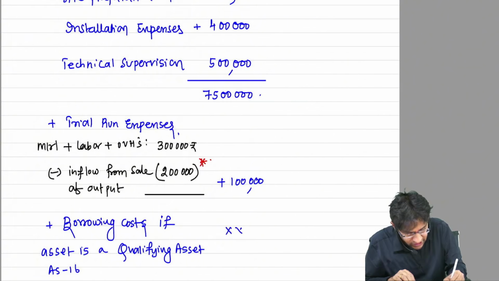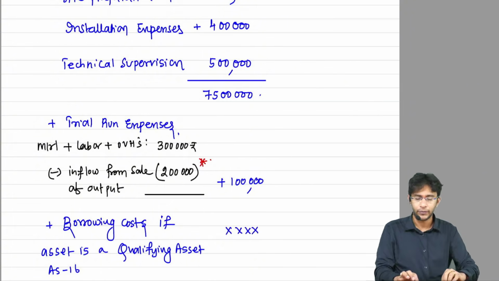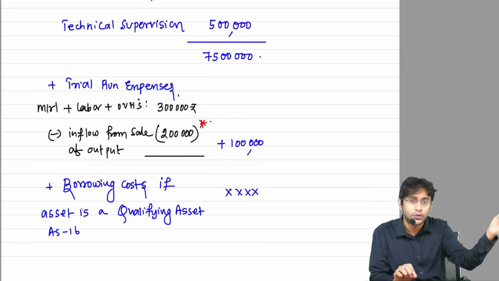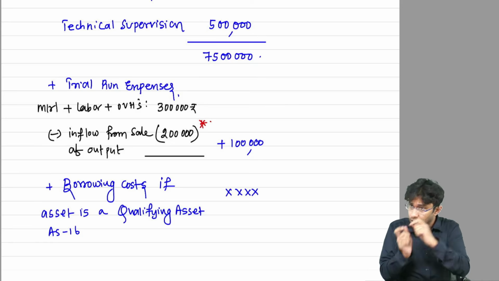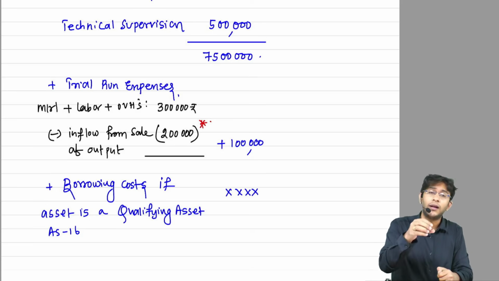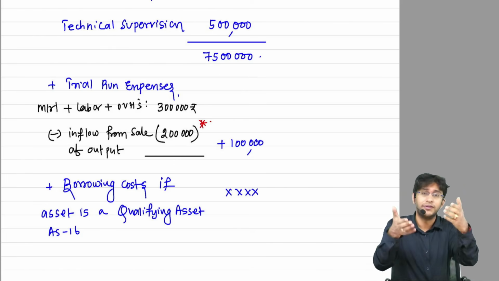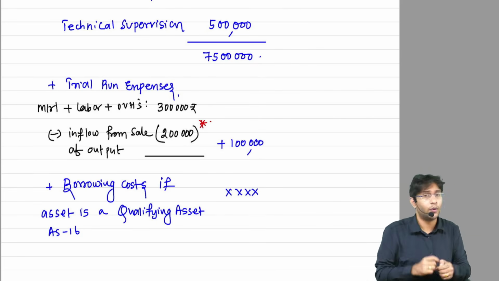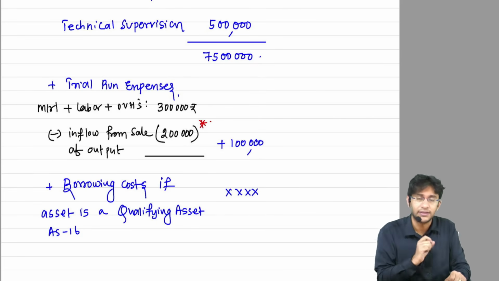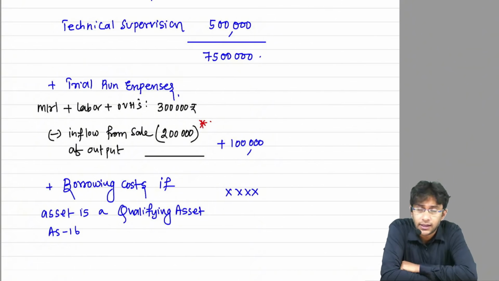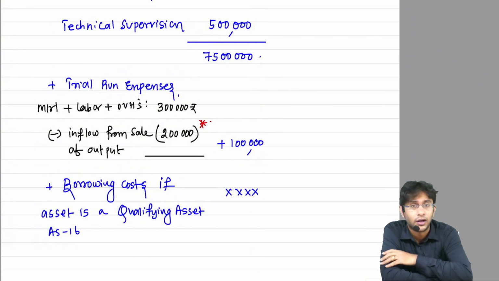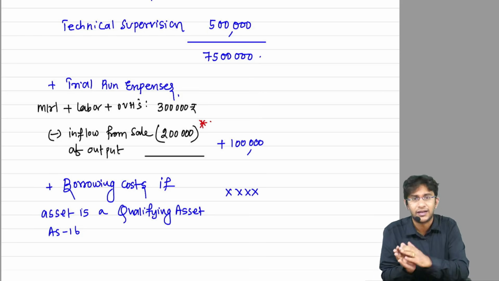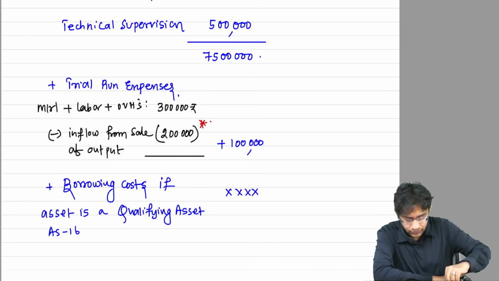For the time being, just understand a small background: to buy this asset you need money. That money you sourced from a borrowing. On that borrowing you have to pay interest. That interest cost can be added to the cost of this asset, provided this asset is a qualifying asset. Now what is a qualifying asset? Qualifying asset is an asset which necessarily takes substantial period of time to get ready for its intended usage or sale. So this concept we will study separately in AS 16, sir.